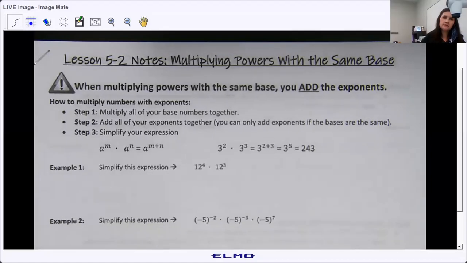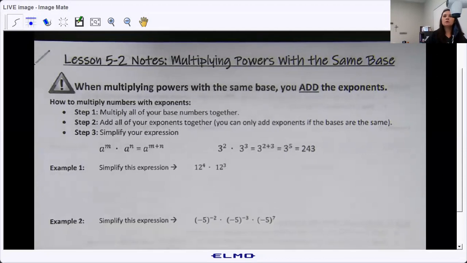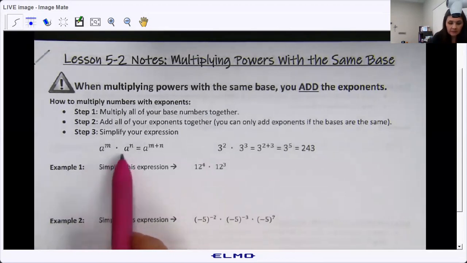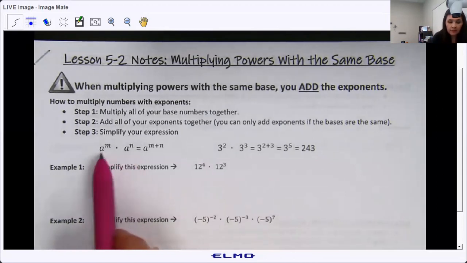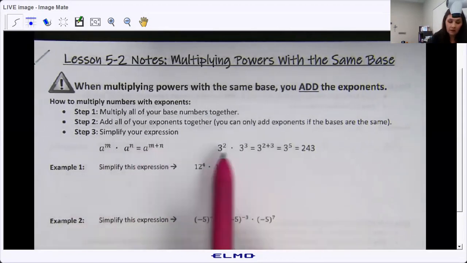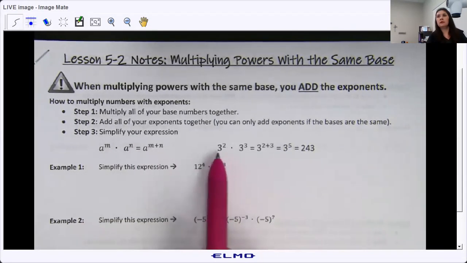Today we're starting lesson 5-2, which is multiplying powers or exponents with the same base. There's one primary rule, and that is that when multiplying powers with the same base, and that's important, you're adding your exponents. So for example, we have a base of a and a base of a. Well, since those are the same bases, all we have to do is add the two exponents, m plus n.